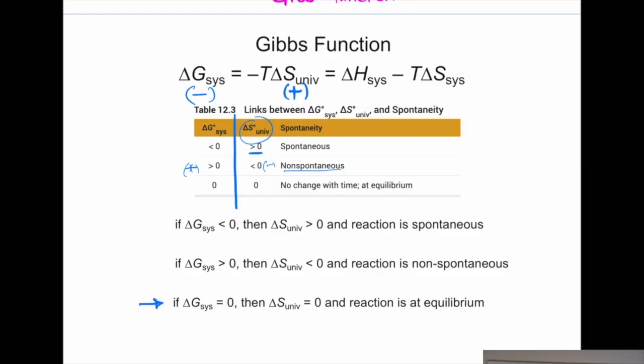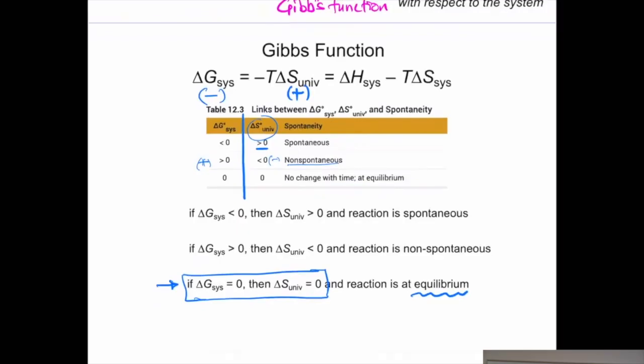But what happens if it's neither? What happens if things don't seem to be changing? They've reached a nice stable equilibrium, that dynamic equilibrium, which we have a whole chapter coming up on. When the system is at equilibrium, look what happens. Delta G of the system is 0, as well as delta S of the universe. The entropy is not increasing or decreasing, and delta G is 0 when you're at equilibrium.